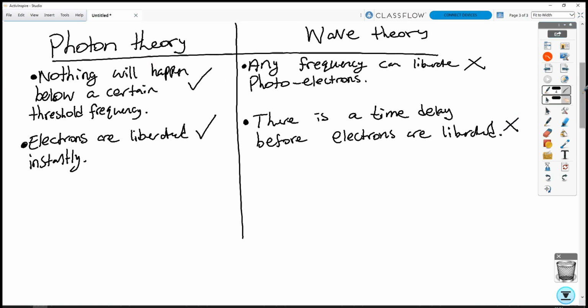So is that only because they tested it at the minimum frequency? No, they did it at loads of different frequencies. But nothing happened. If you did it at a lower frequency, nothing happened. If you left that light on for hours and hours, nothing still happened. Doesn't matter how long you kept the light on for, doesn't matter if you increased the brightness, nothing happened. In the wave theory, it's like, I know it's wrong, yeah, or is it wrong?